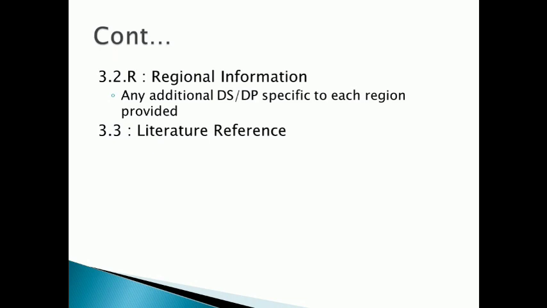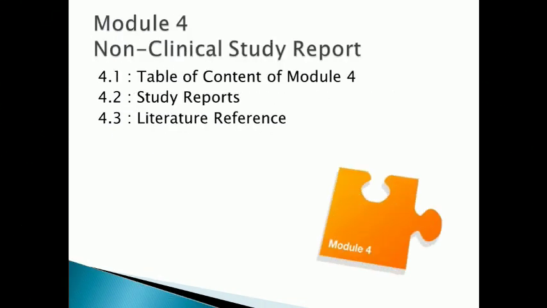If any literature is used to showcase the quality of the product, then it is also included in module 3. Moving towards module 4. As we discussed, module 4 contains non-clinical study reports. So these reports are included in this module with literature references if available, as well as the table of contents of module 4.